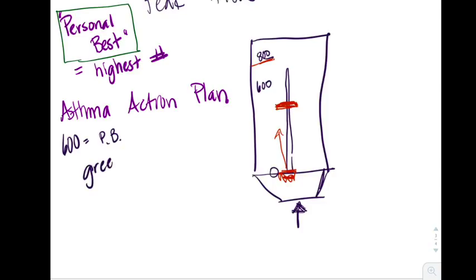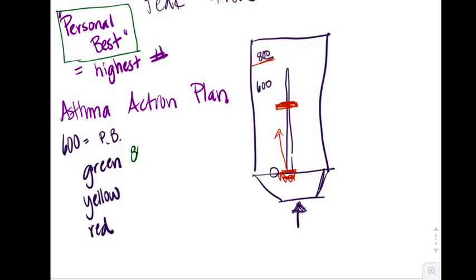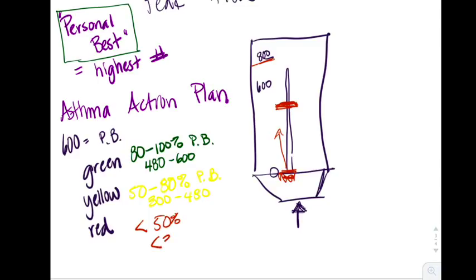We'll then have a green zone, a yellow zone, and a red zone based on percentages of this personal best. The green zone is going to be 80% to 100% of their personal best. So for this example patient, it will be 480 to 600. The yellow zone will be 50 to 80% of personal best, or 300 to 480. And red is going to be less than 50%, so anything less than 300 is considered the red zone.